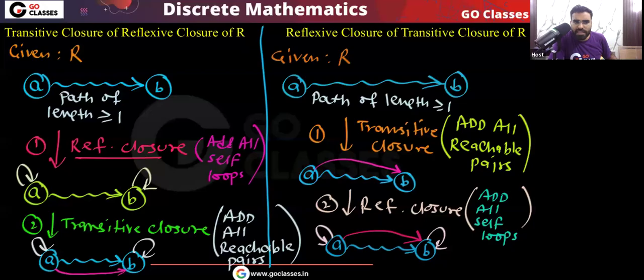And why is it happening? Can anyone tell me the reason? Because reflexive closure and transitive closure do not interfere with each other. Did you notice one thing, that because of a self loop, the reachability does not change? Just tell me a simple point why it is happening. Because of a self loop, the reachability is not changing.